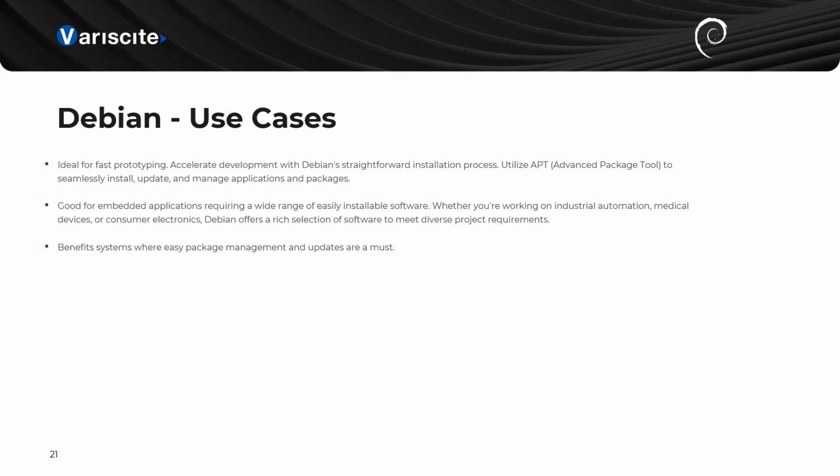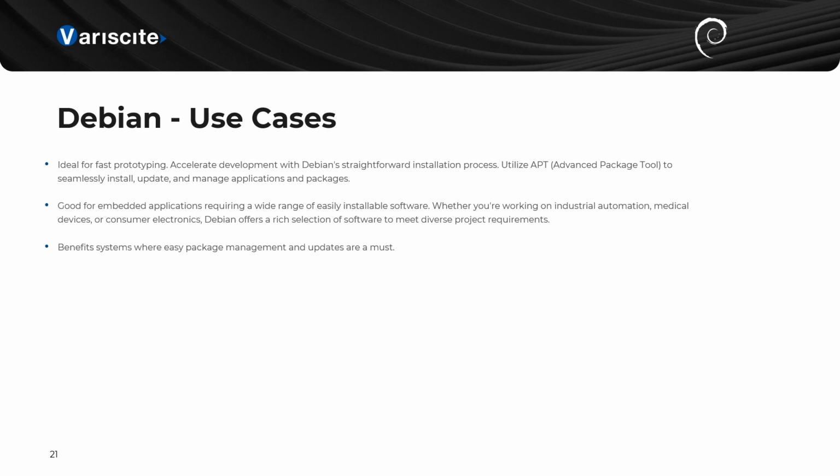Debian is also well suited for embedded applications that require a wide range of easily installable software. Whether you're working on industrial automation, IoT devices, or consumer electronics, Debian's extensive package repository provides the tools and applications you need, ensuring that you can meet the diverse requirements of various projects without extensive customization.